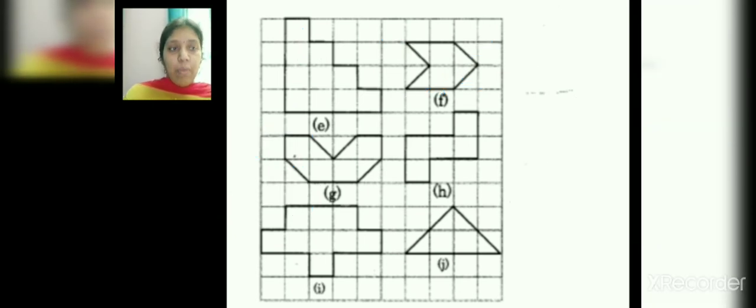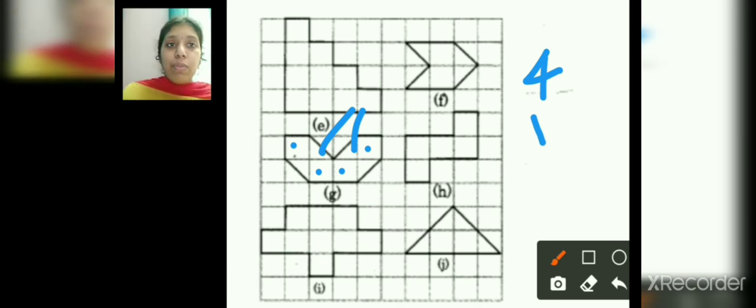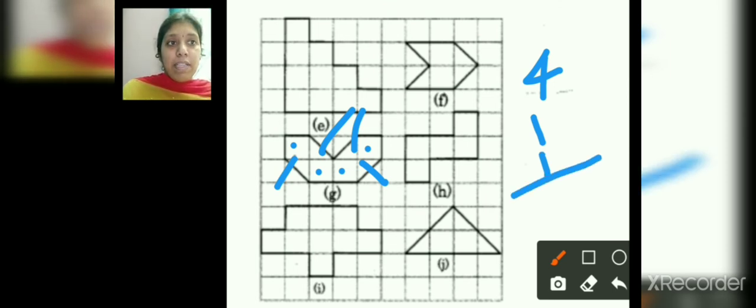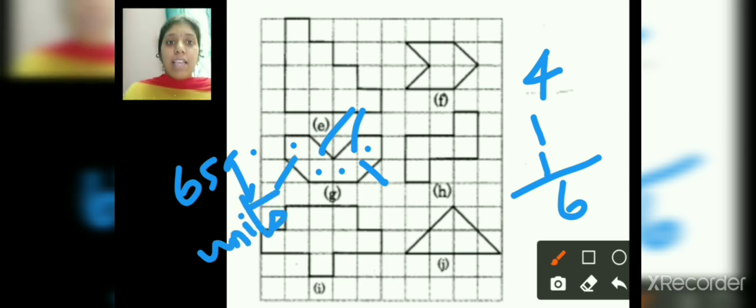Clear? Now G question. G question also count the number of squares. So full squares we will count first. So 1, 2, 3 and 4. There are 4 full squares. Now this half plus half, can I say it is equal to 1? So 4 plus 1. Now you have 2 more half squares. So half and half, again half plus half is equal to 1. Now 4 plus 1 plus 1, so it is 6. So your answer is 6 square units. G question, your answer is 6 square units.